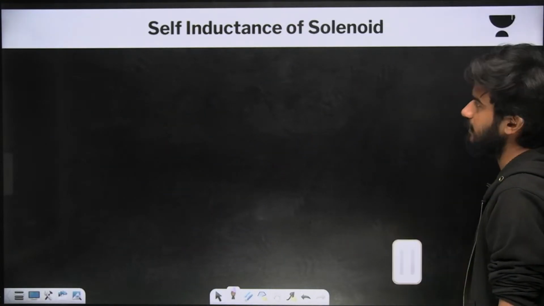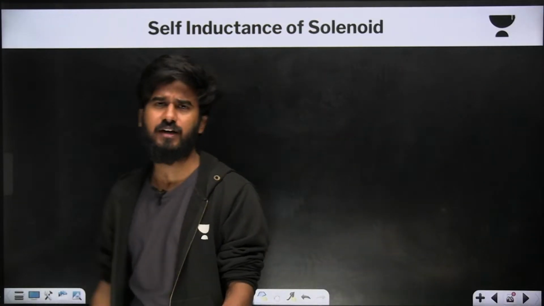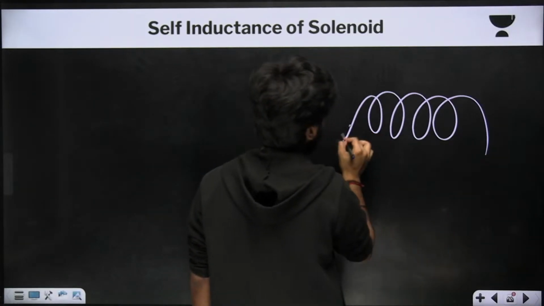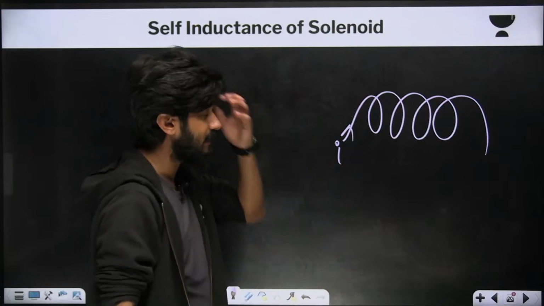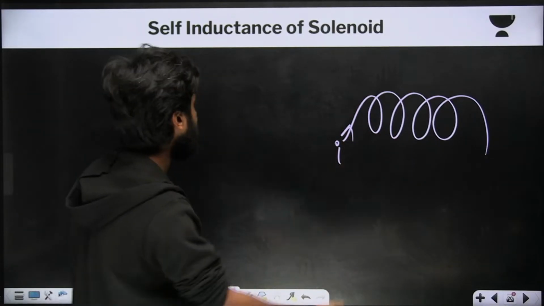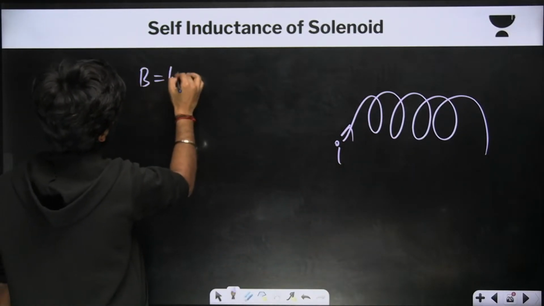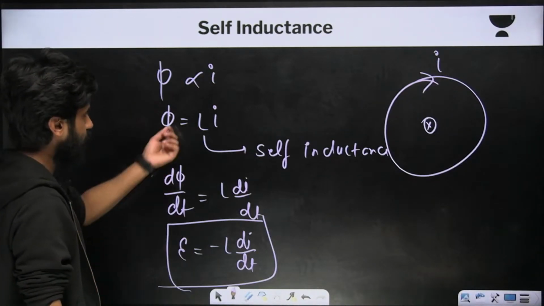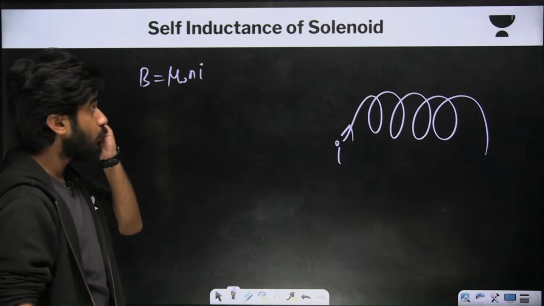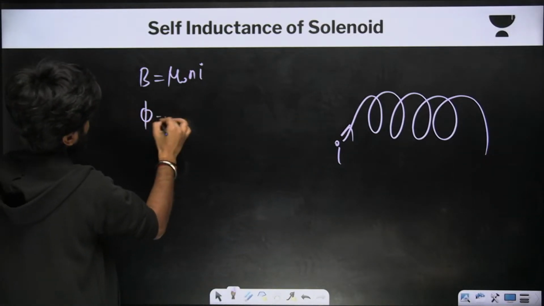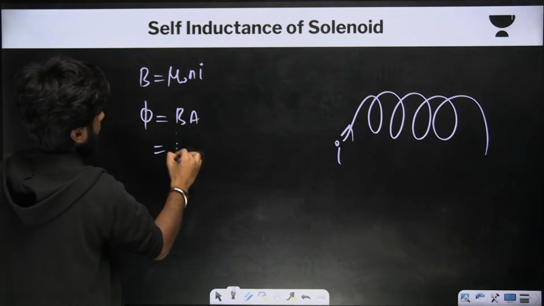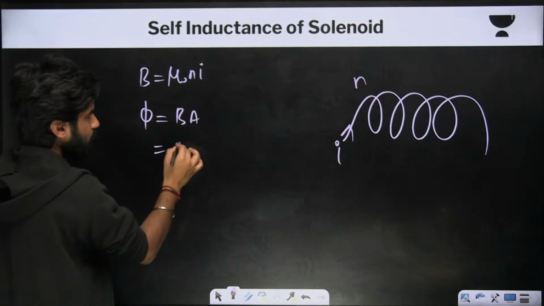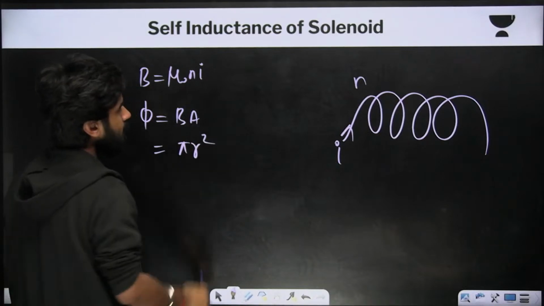If we talk about the solenoid, these are the applications. If we have a solenoid and we change the current, what is the value of flux? The magnetic field B is equal to mu naught n i. Now we have seen the expression phi is equal to Li. Now we can write the flux through this. Phi is equal to B into A. B is mu naught n i, where n is the number of turns per unit length, and the area is pi R square.